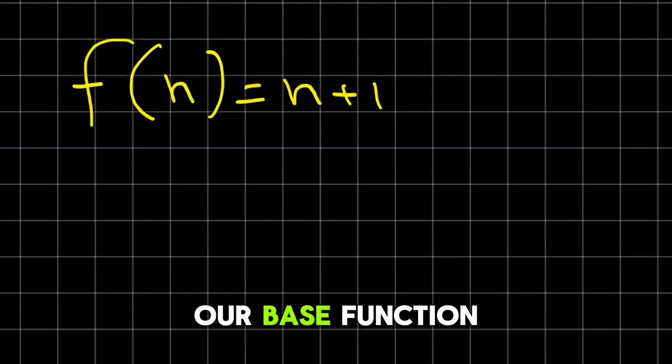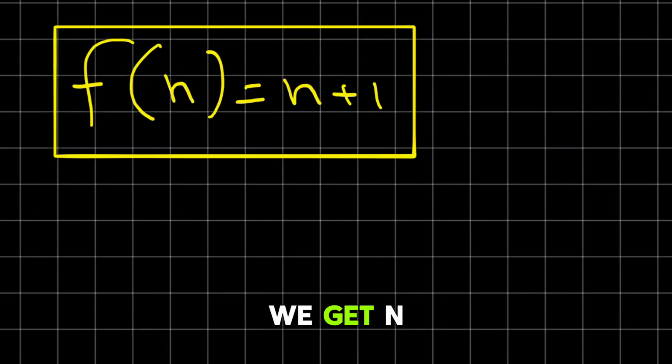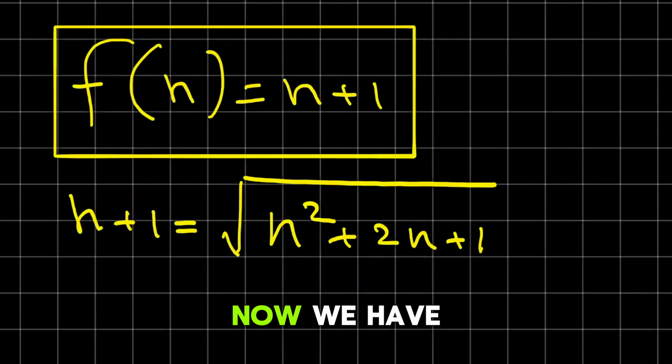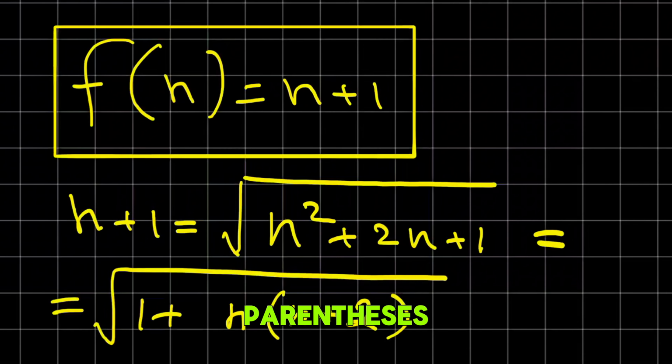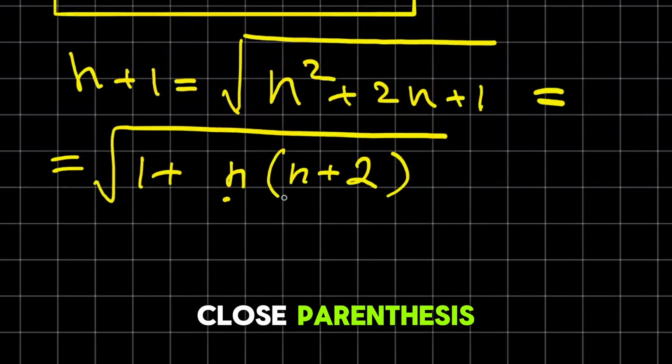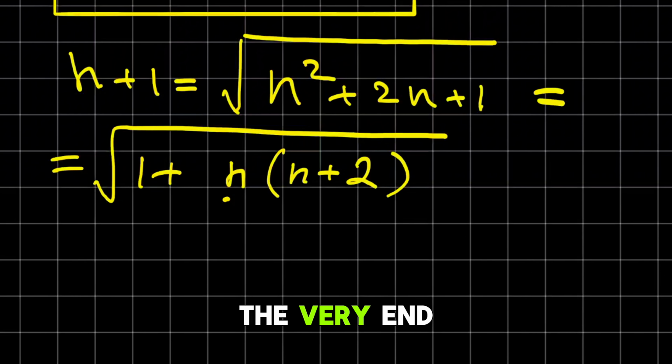Let's start with our base function, n plus 1. First, we take its square root and square it at the same time. If we expand n plus 1 squared, we get n squared plus 2n plus 1. Let's rearrange this to separate the number 1. Now we have 1 plus, open parenthesis, n squared plus 2n, close parenthesis. Finally, we factor out n from the remaining part. Look at that. We have our first layer, the square root of 1 plus n times, open parenthesis, n plus 2, close parenthesis.